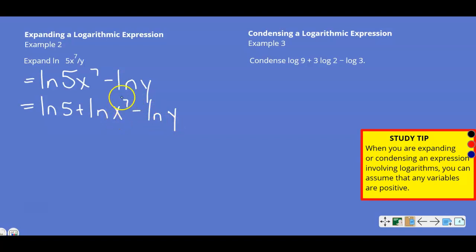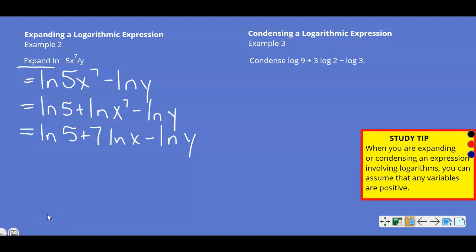One more property can be evaluated. We've got x to the 7th power. Since we have a power, we can bring that down as a coefficient. What I'm doing is using all the properties, just evaluating one property at a time. So we've got natural log of 5, that can't be reduced anymore, and then plus 7 log of x minus log of y. When it says to expand, that just means use your properties of logarithms to expand as far as you can.